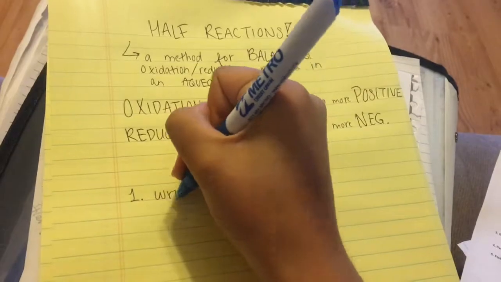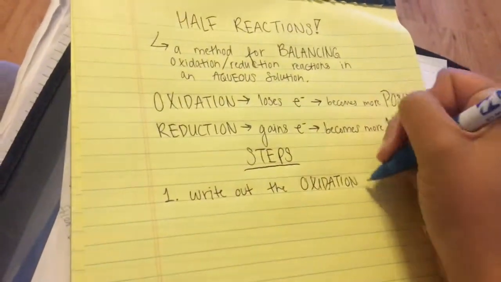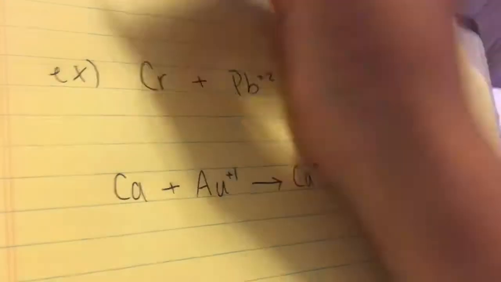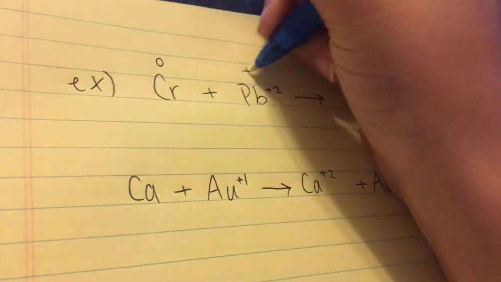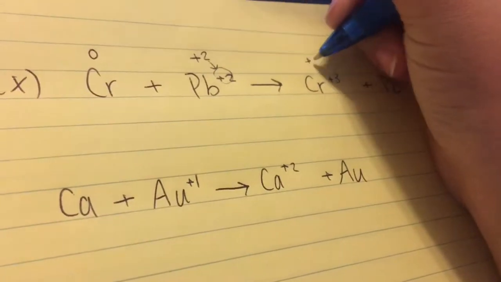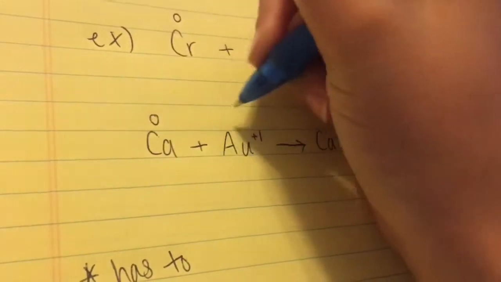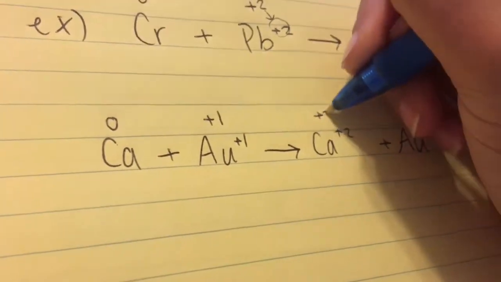Step 1, we must understand the oxidation numbers and write out every single oxidation number on top of every single molecule. Here's an example so that we can practice. Cr, being an individual molecule, has a charge of 0. Pb has a charge of +2. Cr has the charge of +3, and then Pb there has the charge of 0, since it's an individual molecule. Ca has 0, Au already lists which is +1, Ca there is +2, and Au is 0.